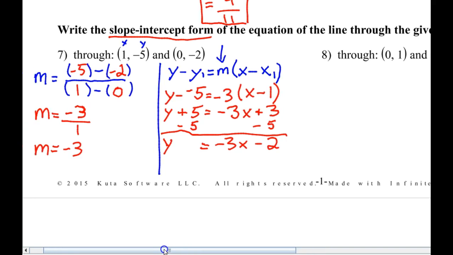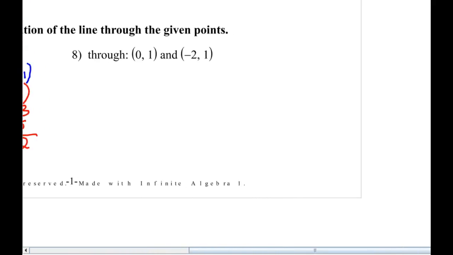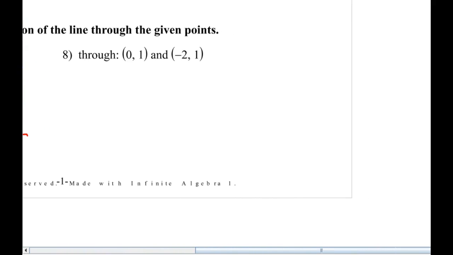Let's have you go through and do number 8 as a practice. Use number 7 right beside it as an example. Actually, this one's a little different, so let's go through here and do this together. If you went through and found the slope really quick, you'd find out that something's different about it.